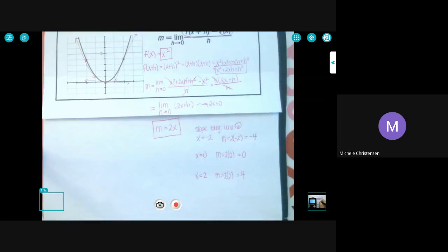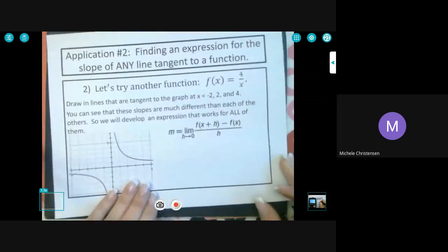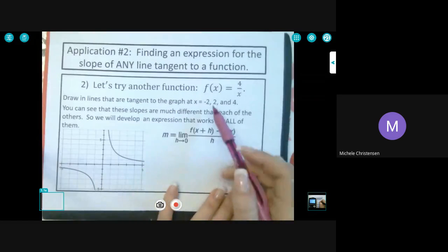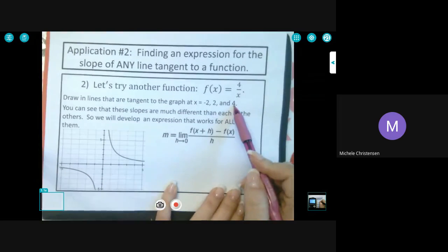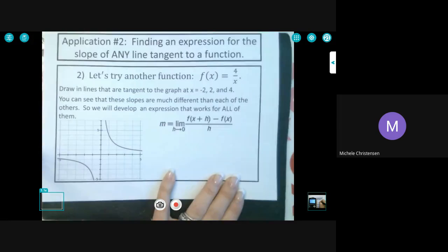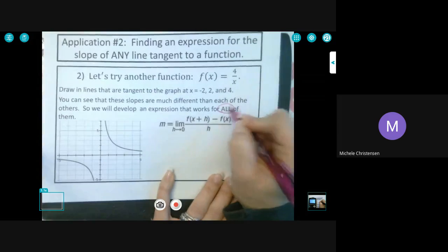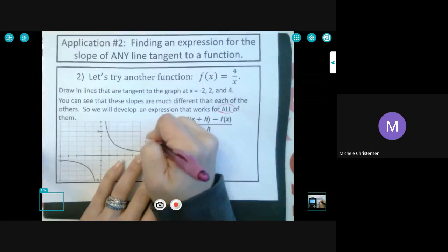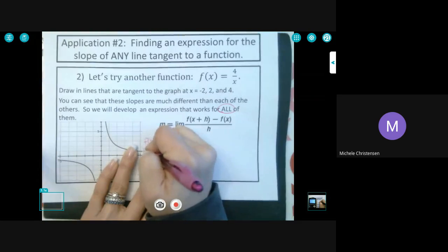Okay, let's do this process again. Instead of finding the slope at each of these values individually, we're going to do it once for a general equation and then be able to use that for all x values. So we start with f of x and f of x plus h.